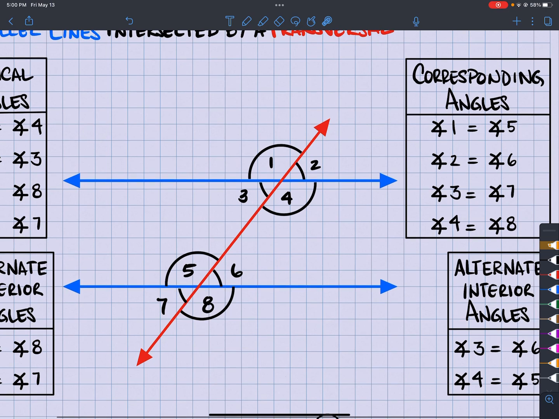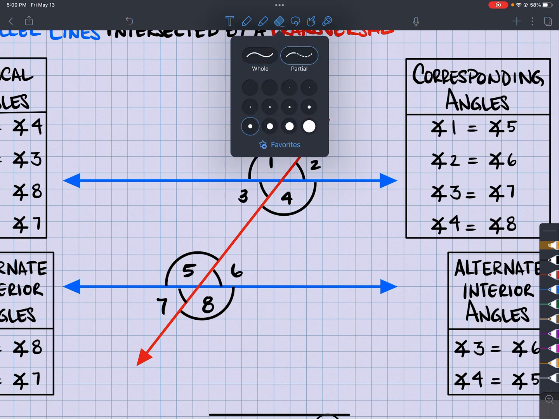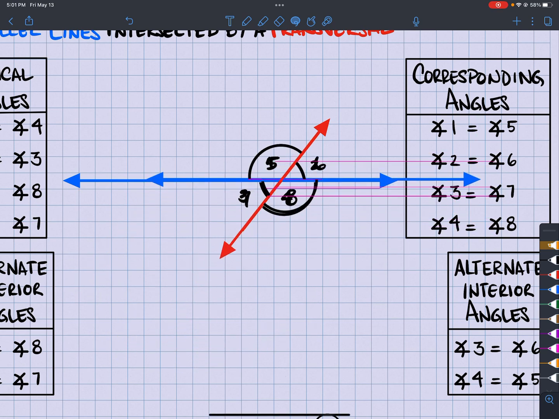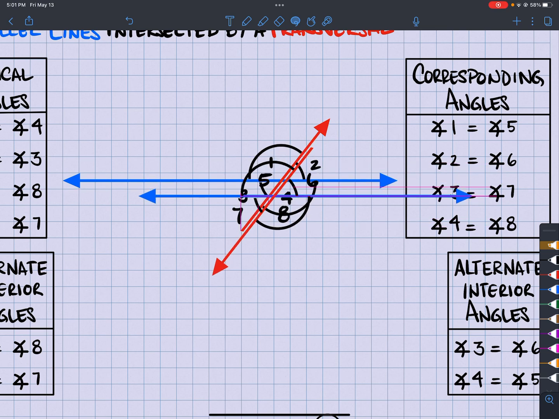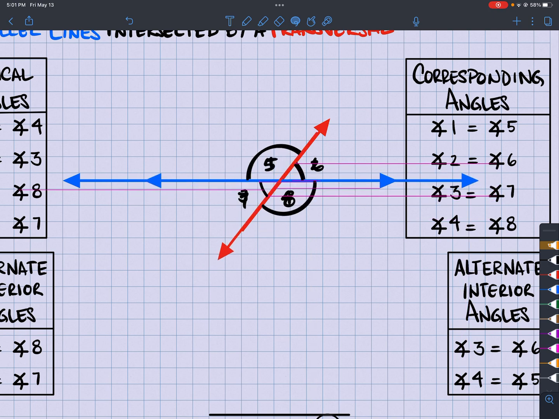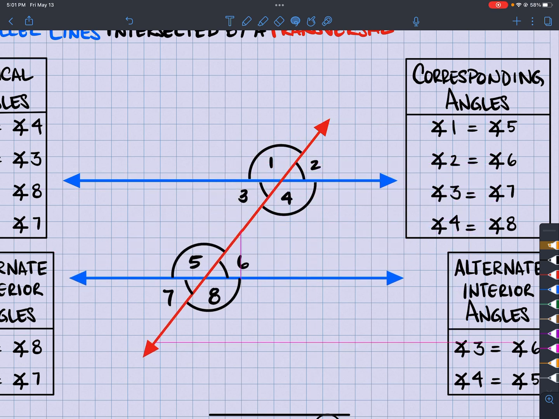Corresponding angles: meaning if I were to cut this off right here, pick this up and bring it over on top of this. Let's just pretend I do that, and I take this whole thing and stack it on top. You can see that the 6 has now laid onto the 2, the 5 has laid onto the 1, the 7 has laid onto the 3, and the 8 has laid onto the 4. Those are corresponding angles.